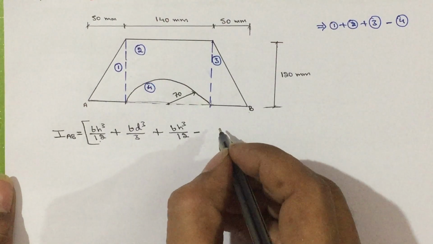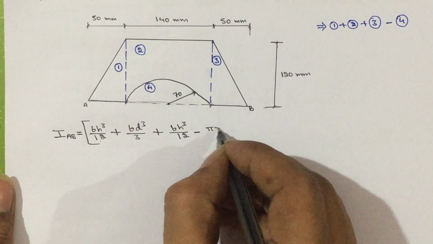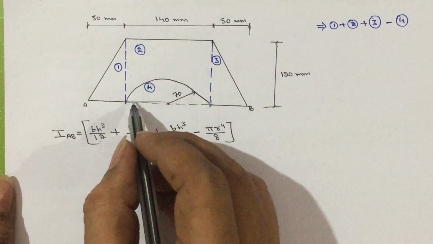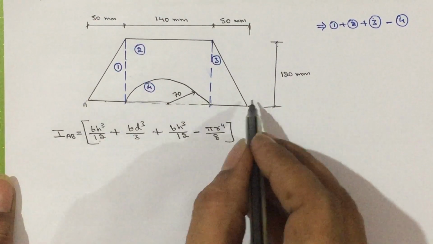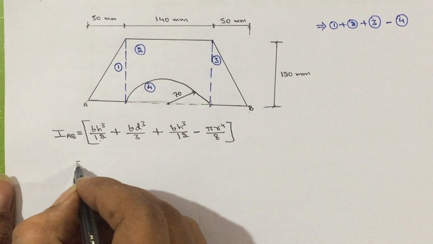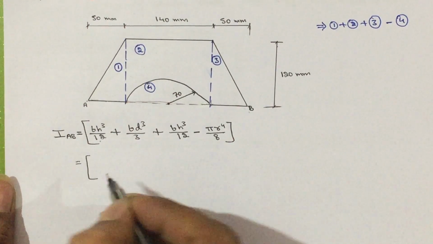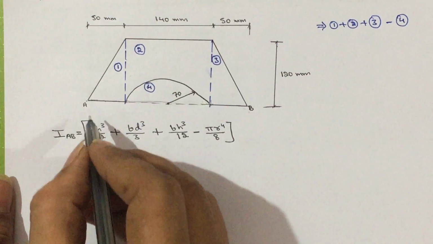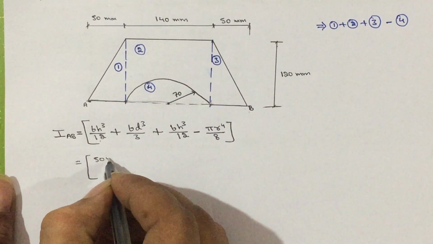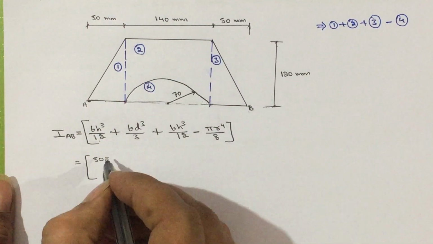For semicircle, it is given by pi r to the power of 4 divided by 8. I am applying the base formula since base of the individual figure lies on the given base AB. So, substitute and get the values. BH cube by 12. Here B is how much? 50. Into H is how much? 120.